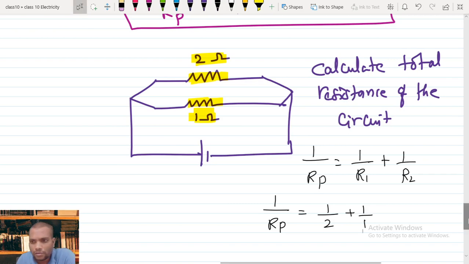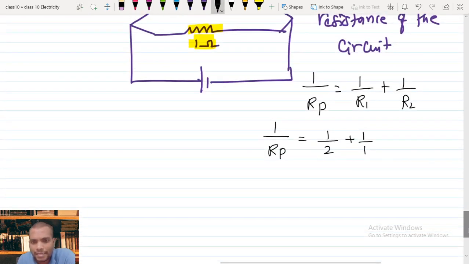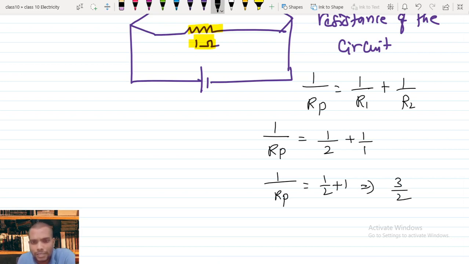Here we need to do a little mathematics. Let us do that. 1 upon Rp equals 1 by 2 plus 1, which, if you do the LCM, gives 3 upon 2. Let's take the reciprocal.